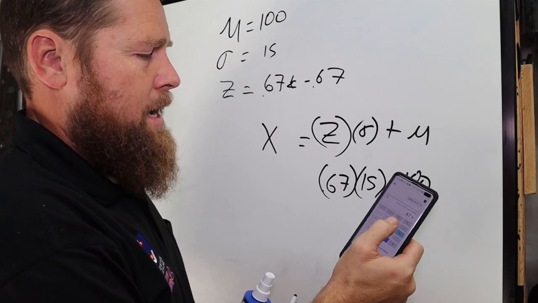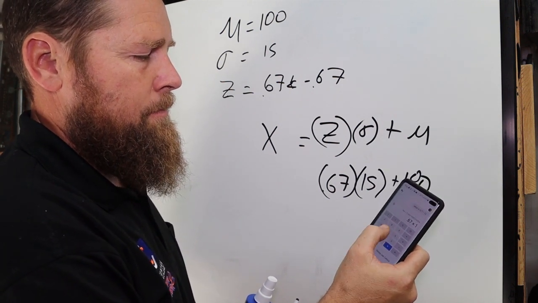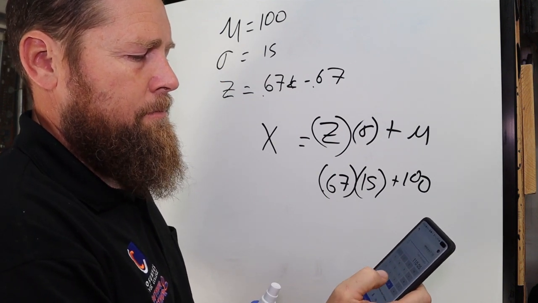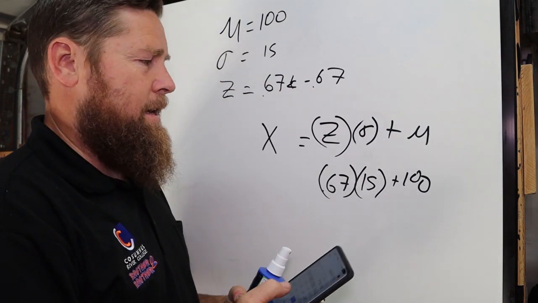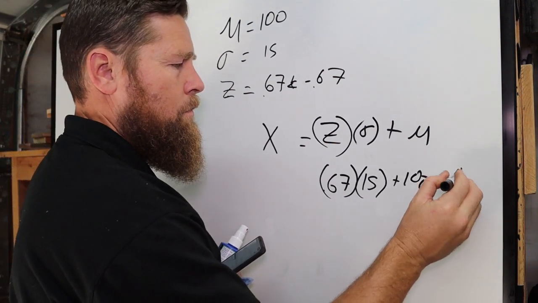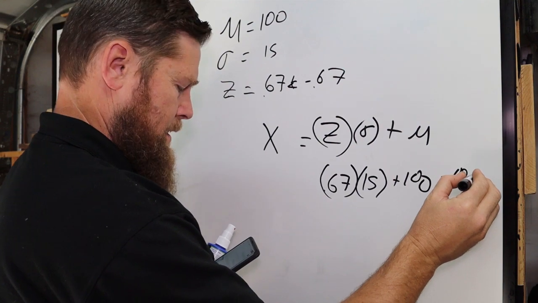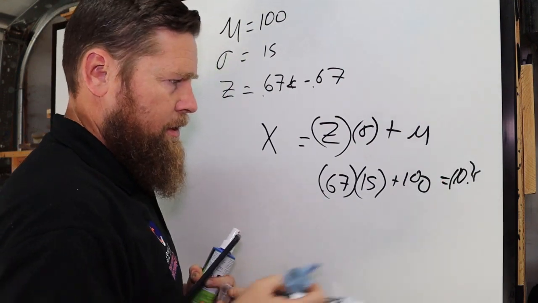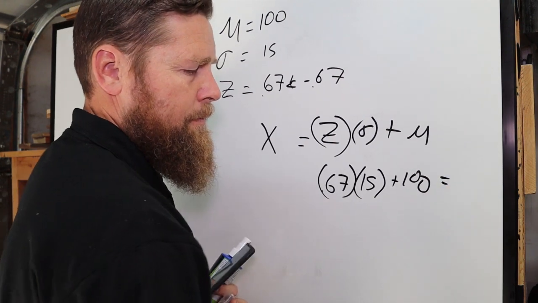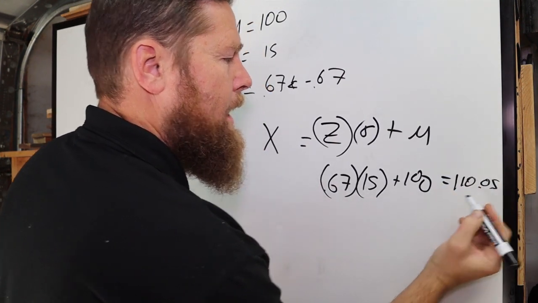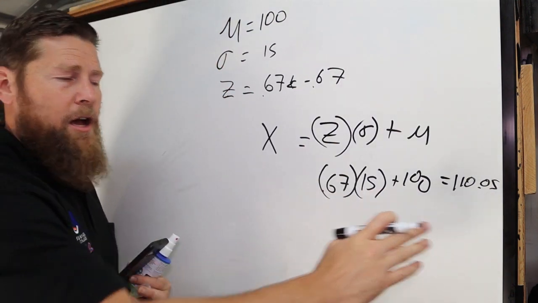0.67 times 15. All right, plus 100. We get 110.05. Holding too many things currently. Okay, that's the upper end limit of what we were looking for.